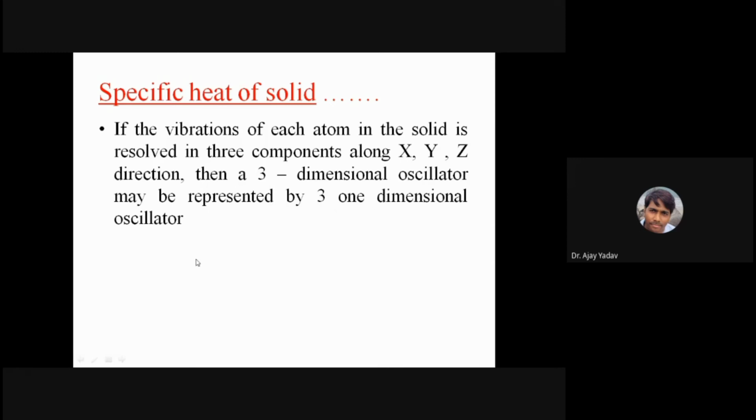Every atom is like a three-dimensional oscillator. It can move left, right, up, down, here and there. Okay, plus x, plus y, minus y, plus z, minus z. Every atom has that freedom to move along a three-dimensional structure. But we are simplifying it further, and we are assuming that every atom is now equal to three one-dimensional oscillators. Clear?